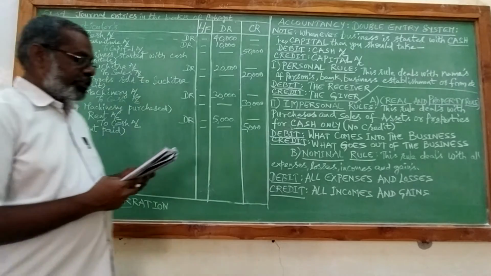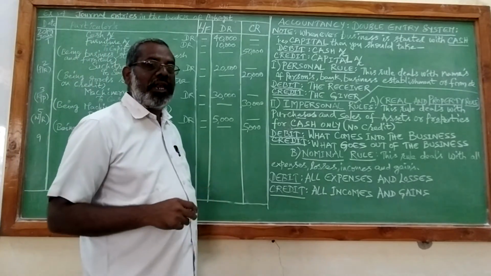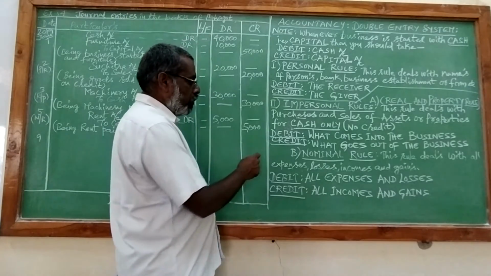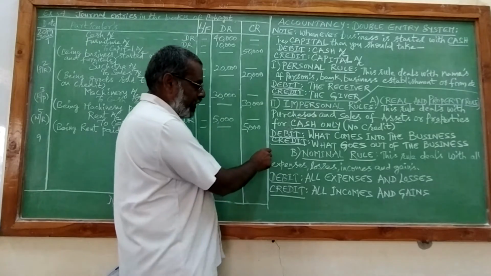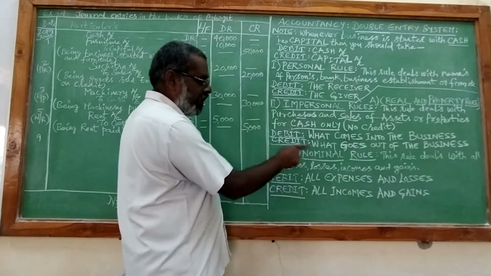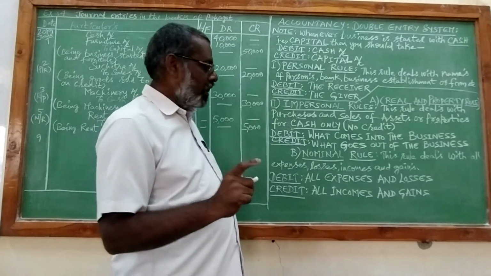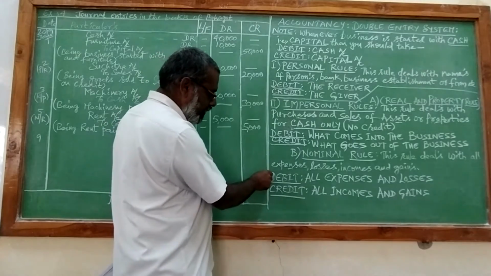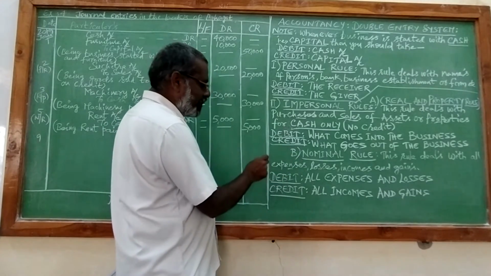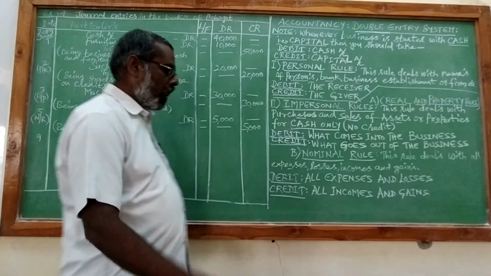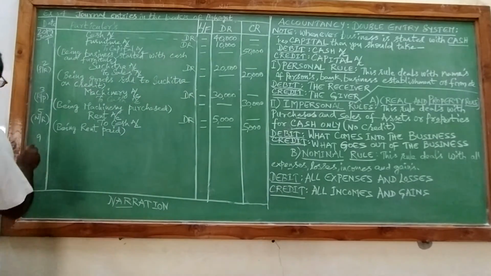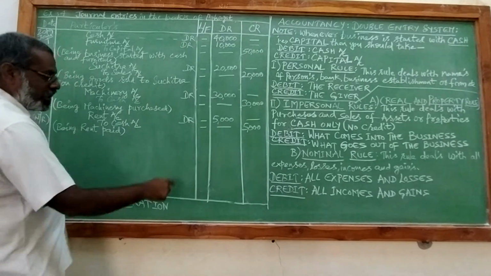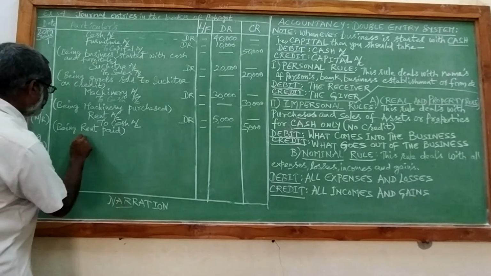And next one is January 9th, paid electricity bill. That means you are paying the electricity bill of the business premises. Here we will take the nominal rule, because this rule deals with all expenses and losses, incomes and gains of the business only. We will debit all expenses and losses, so the electricity bill should be debited. So it is the nominal rule: debit all expenses and losses. So we will debit electricity bill.